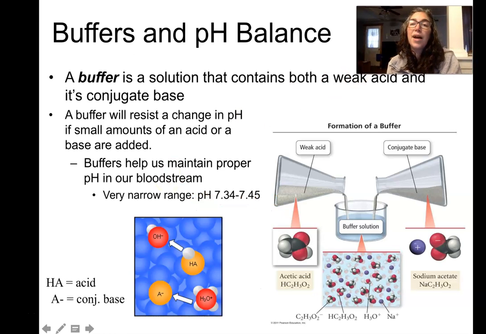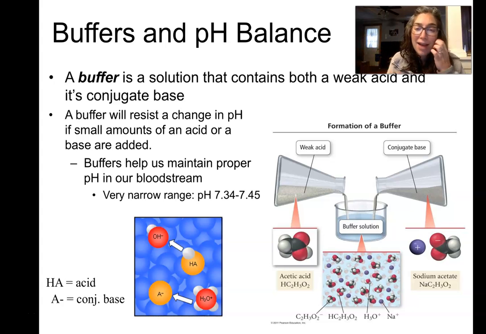So conjugate acid and base pairs can be really useful in creating buffers. And a buffer is something that resists pH change. It's a solution that can resist a change in pH even if you add acid or base. And that's because it contains equal amounts of acid and base such that when you add an acid, the base neutralizes it, and when you add a base, the acid neutralizes it. But the acid and base together kind of balance out that solution.